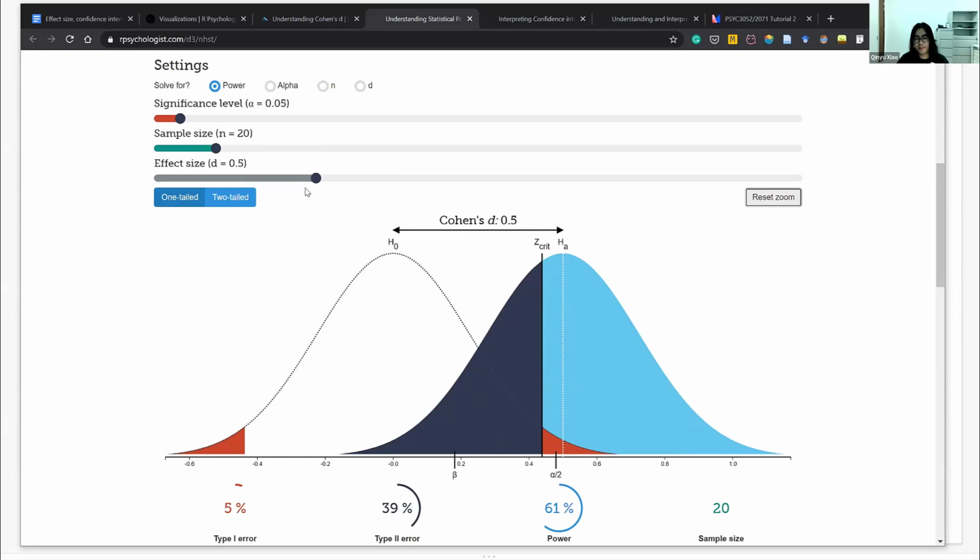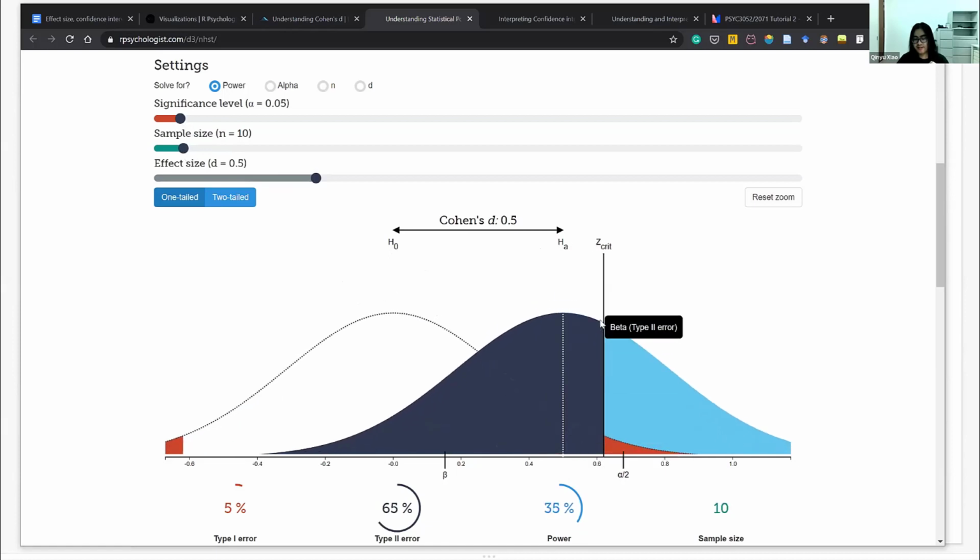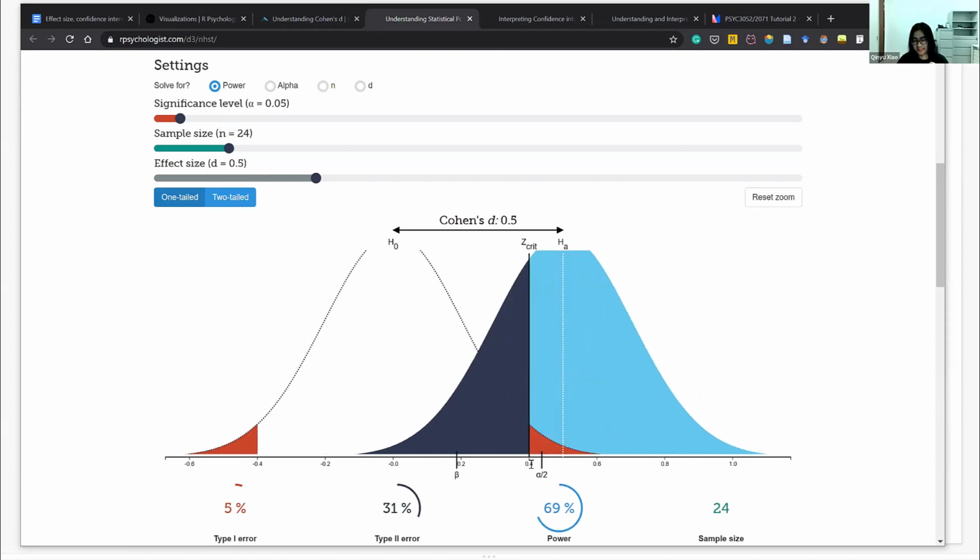So if we decrease the sample size, you can see that the fewer subjects we have, the criterion to declare statistical significance is going to increase. Look at this value here. So now we need a mean difference of around 0.62 to declare statistical significance. But if we have a larger sample, we only need 0.4 to declare statistical significance.